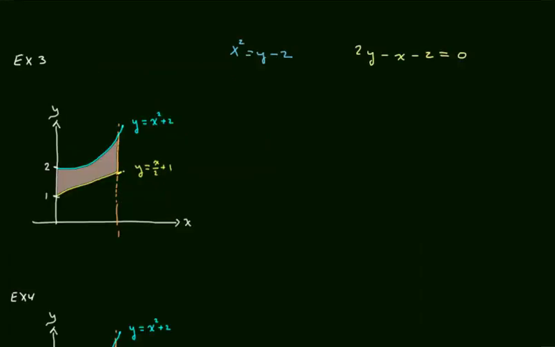Let's take a look at examples 3 through 5. We have here a parabola and a line. I don't necessarily like the way those are written, so we're going to change them into a y equals f of x form. So we'll say y equals x squared plus 2, and over here in yellow we'll have y equals x over 2 plus 1, so that we have their functional values.